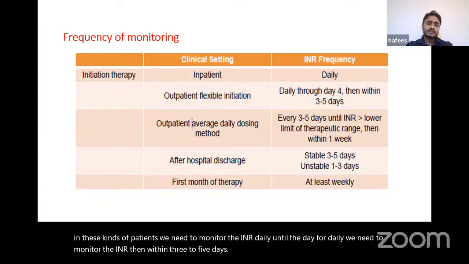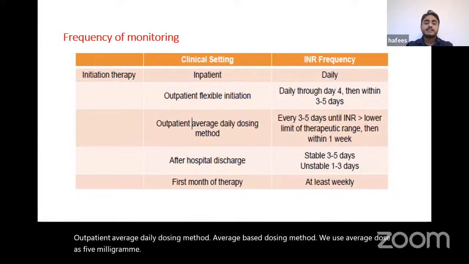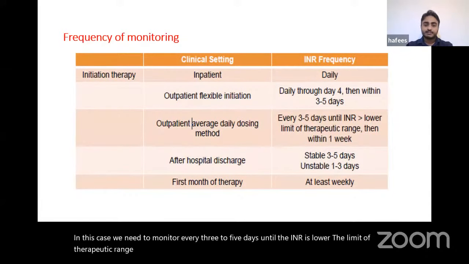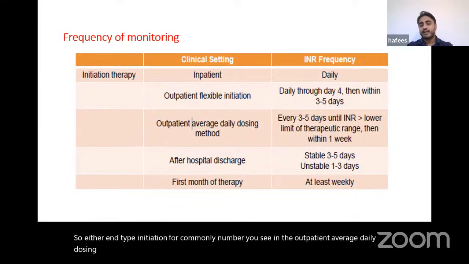Outpatient average daily dosing method. In the average dosing method, we use an average dose of 5 milligram. In this case, we need to monitor every 3 to 5 days until the INR is at the lower limit of the therapeutic range, then within 1 week. So these are the two types of initiation, but commonly we use the outpatient average daily dosing method, that is usually 5 milligram as an initial dose.